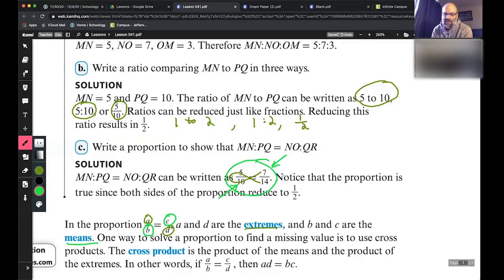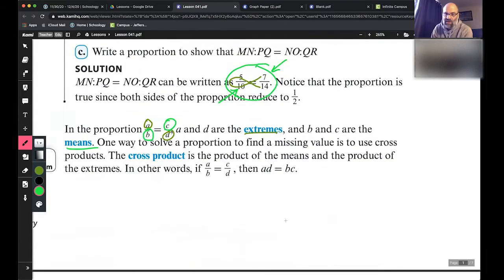So the means of this proportion, remember, are the bottom left and top right. So just 10 and 7 or 7 and 10. Okay. So the cross product of the means and the product of the extremes always has to be equal. So in this case, this is what you already know. This is basically the fish method. So AD has to equal BC.